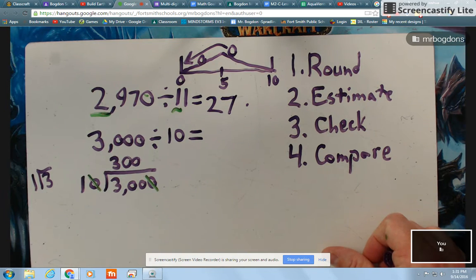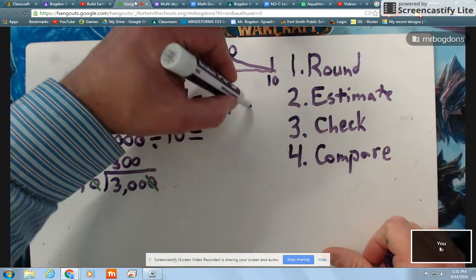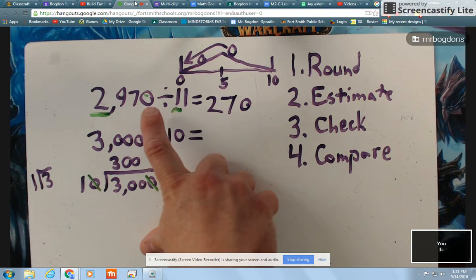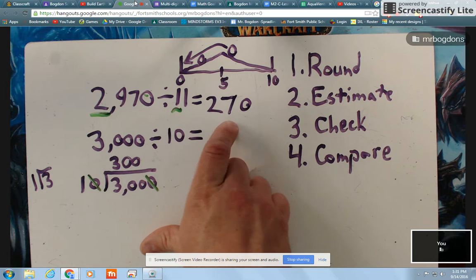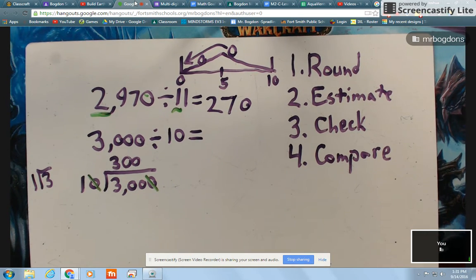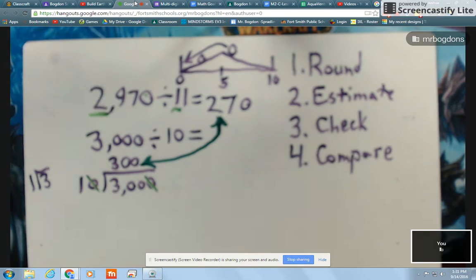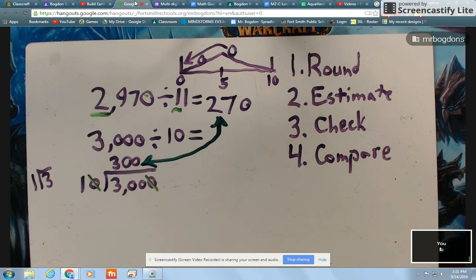What was it? Yeah, it was 270 exactly. Okay. So my exact answer for 2,970 divided by 11 was 270. Now we're on to number 4. How does that number compare to 300? Are they pretty close? Yeah.